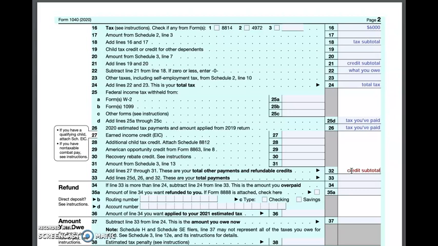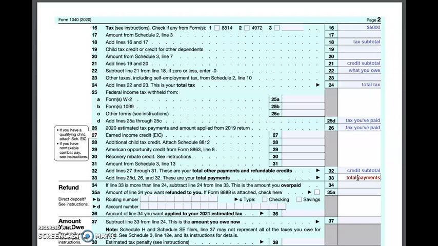In line 33, here's what we're going to do. We're going to add line 25D, which is taxes you've already paid to the federal government. Line 26, which is, again, taxes that you've already paid. And then your credit subtotal in line 32, we're going to add them all together, and these are your total payments that you've made. And now the moment everybody's been waiting for, do you get a refund or do you owe the federal government money?